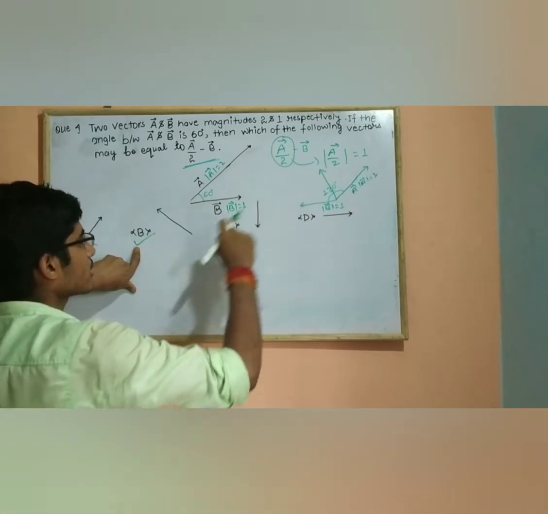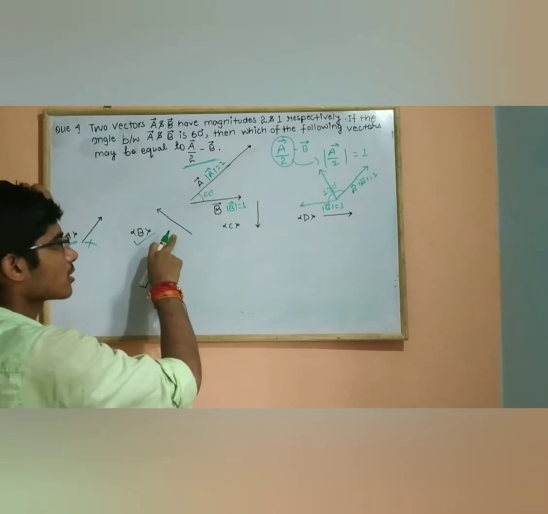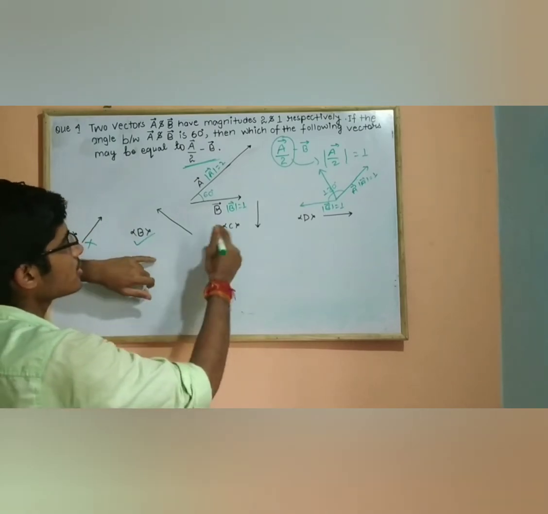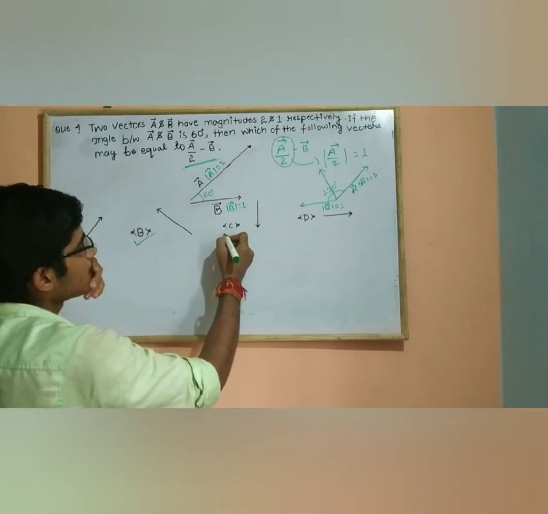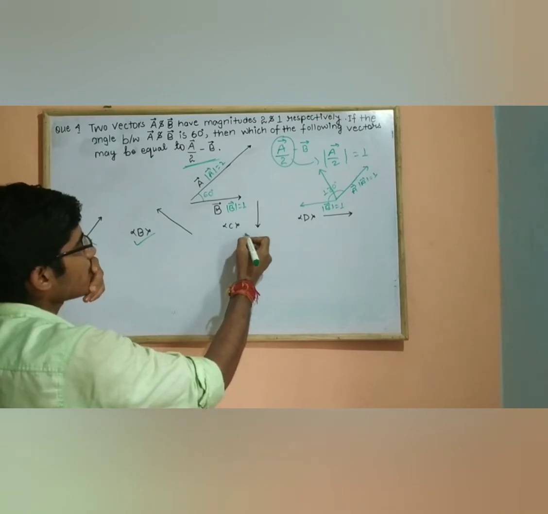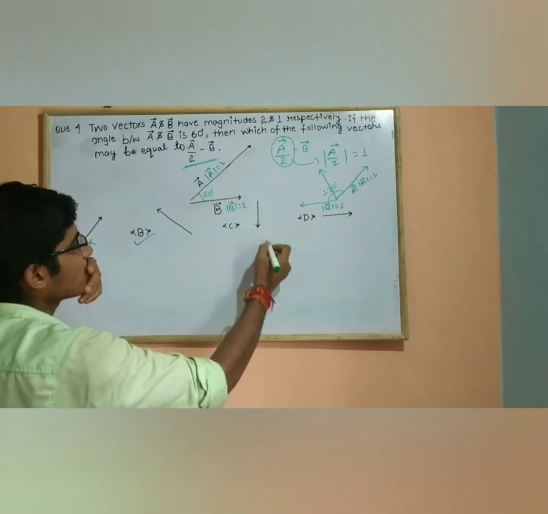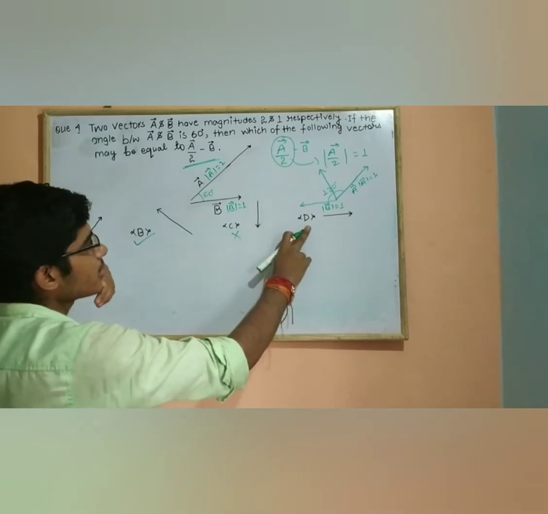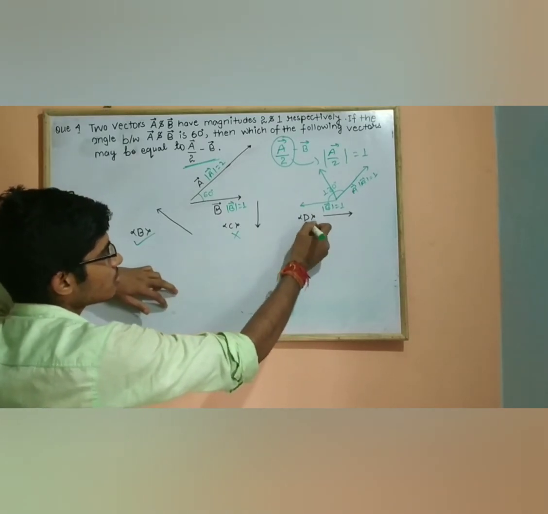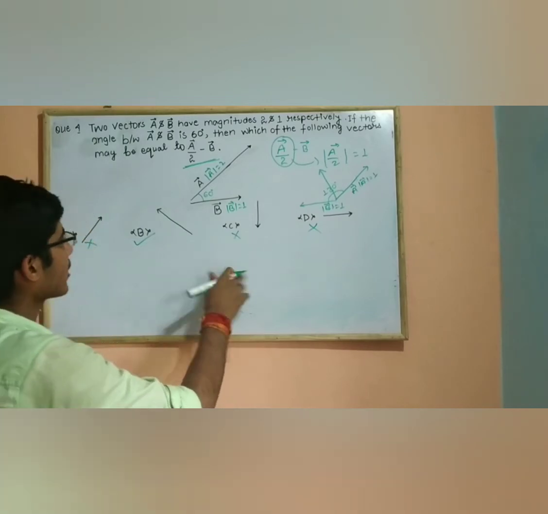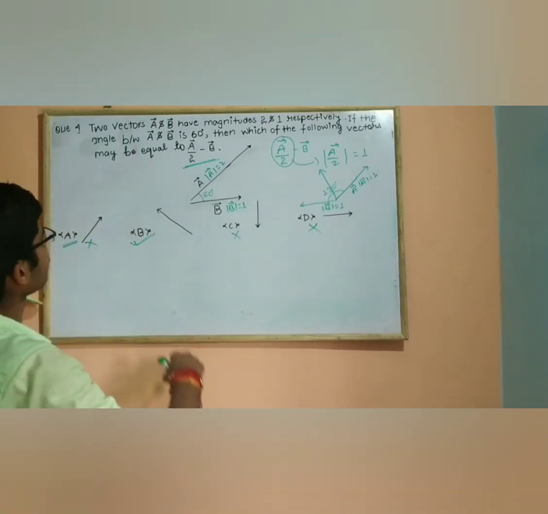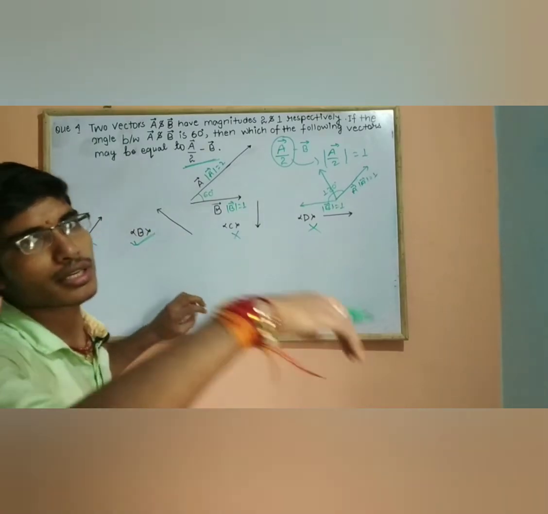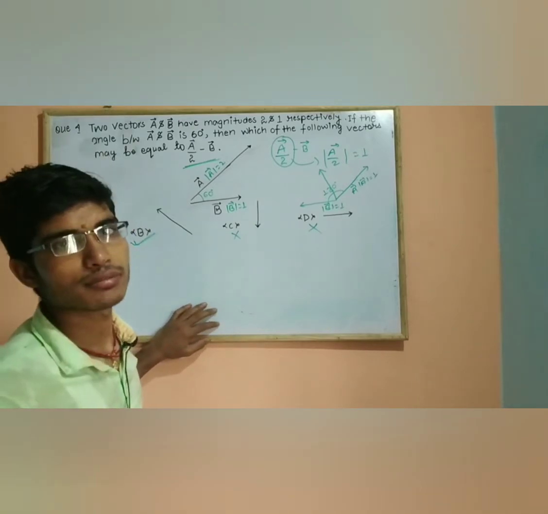Option B, yes, this is true. The direction of these two vectors and the direction of this vector match. So this is true. Let's try to see C. The C vector is perpendicularly below, so it is also wrong. The D vector is horizontal, so it's also wrong. So our answer is B. Let's move to the next question, which is question number 5.